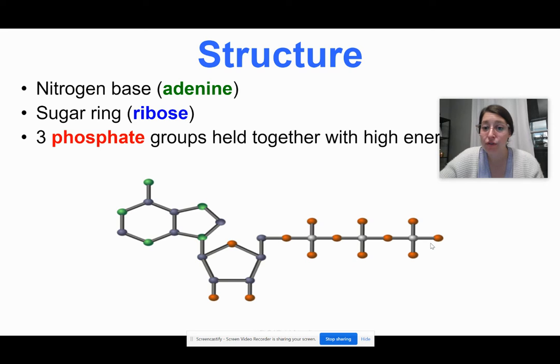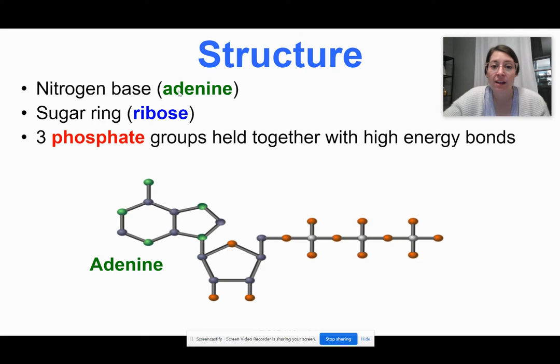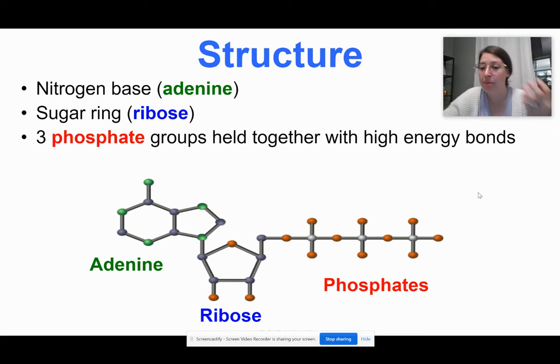So we need to know the structure of ATP. I'm going to move this out of the way. So we have adenine, which is here in green. It is a nitrogen base, and it is attached to a ribose, which is just a sugar ring. And notice that ends in OSE, like glucose and fructose, so we know it's a sugar. And then it has three phosphate groups, which are held together with high energy bonds. So each of these little crosses here are phosphate groups, and they're going to be the things that are broken and brought back in order to help give us energy.